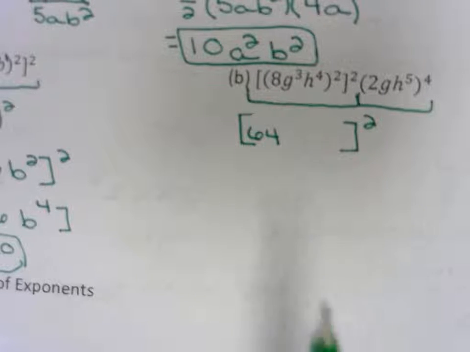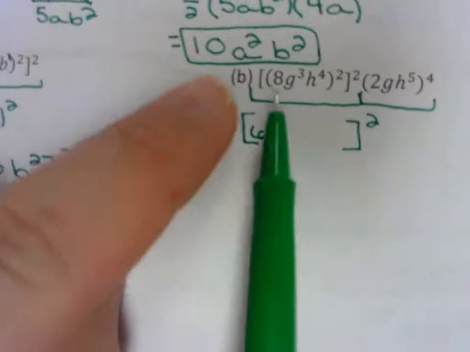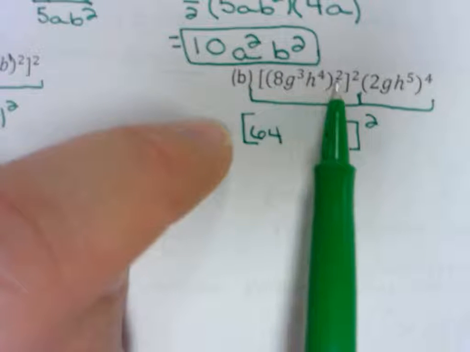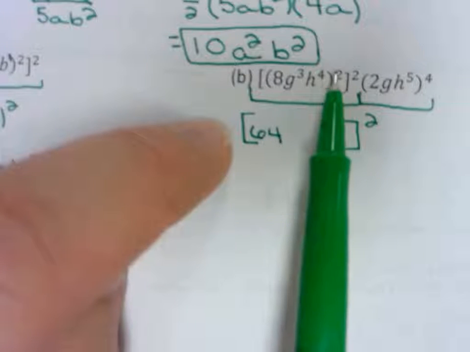Now, let's look at this. As I simplify this, I have 8 squared, that's 64. Now, what do I do with my exponents if I am raising them to the second power?